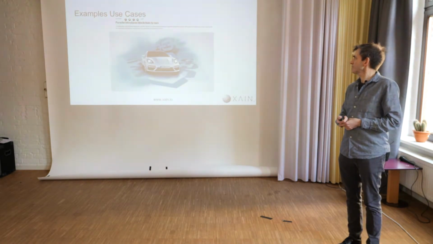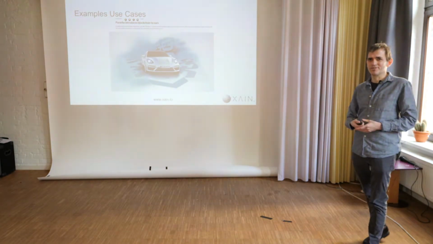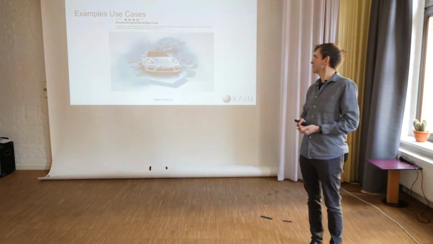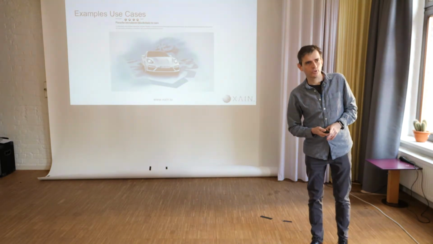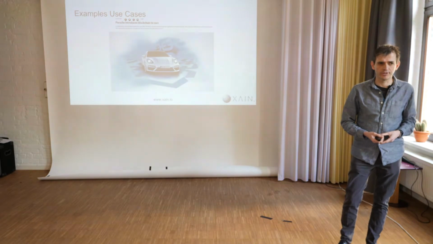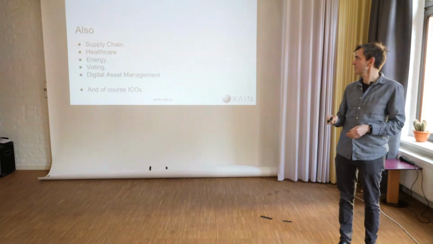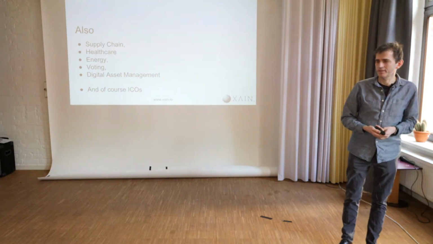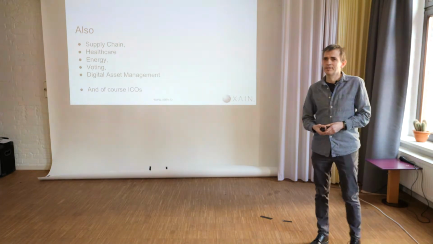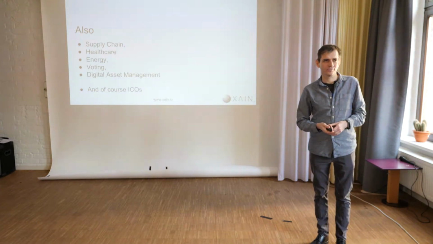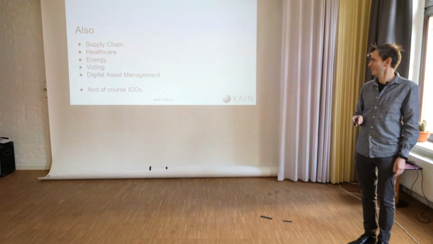Example use cases. Let's talk about Porsche. XAIN did a pilot project with Porsche to put the blockchain into cars, or IoT devices in general are a very good use case for blockchain. But there are many other use cases: supply chain, healthcare, energy, voting, digital asset management, and what a lot of people are interested in nowadays, ICOs, of course. But they're not the only use for smart contracts.